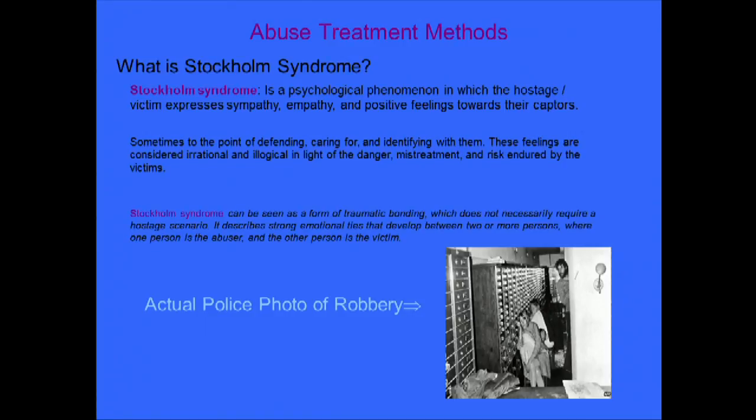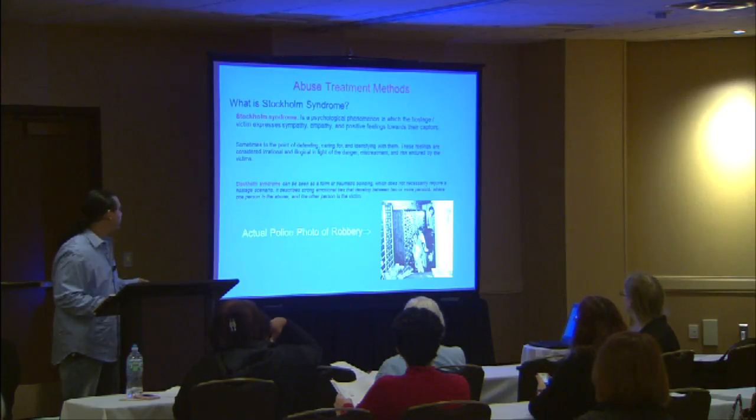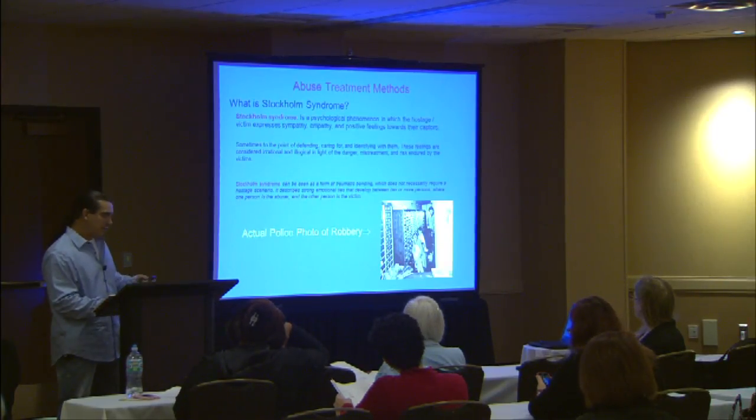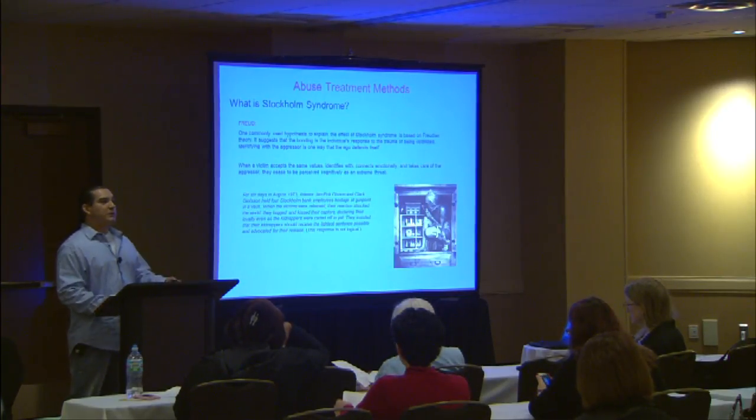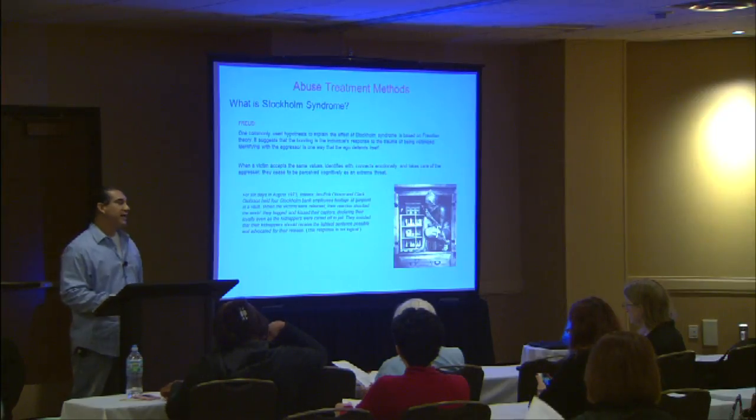Stockholm Syndrome can be seen in the form of traumatic bonding, which does not necessarily require a hostage scenario. It describes strong emotional ties that develop between two or more persons where one person is the abuser and the other person is the victim. And what you see there is actually a photograph of the bank vault in Stockholm, and those are the people that claim to have had Stockholm Syndrome. So what is Stockholm Syndrome, right? And why do people have this reaction?